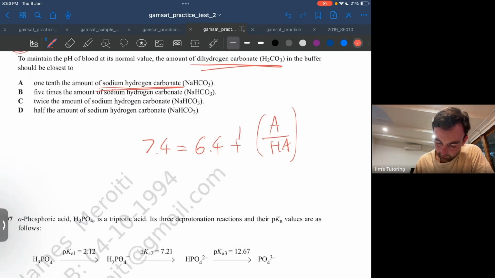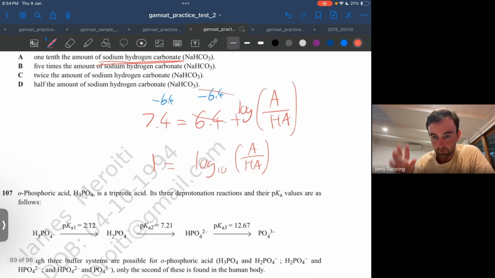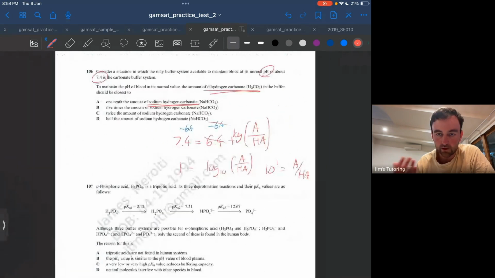So if I just minus 6.4, that will cancel that out. So we get 1 equals the log 10 of A over HA. Then to get rid of the log, we just drop the base. So 10 to the 1 equals A over HA. And then from that, you just need to determine how much of the acid you have in comparison to the base.